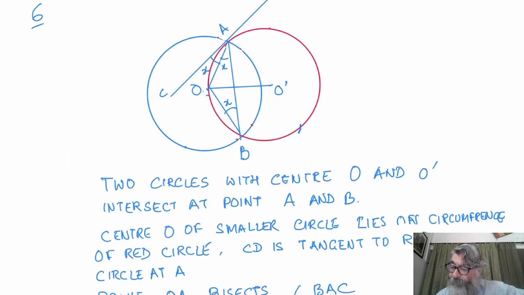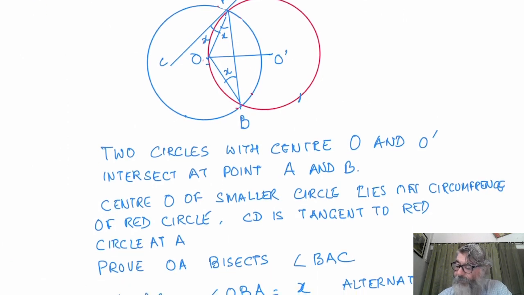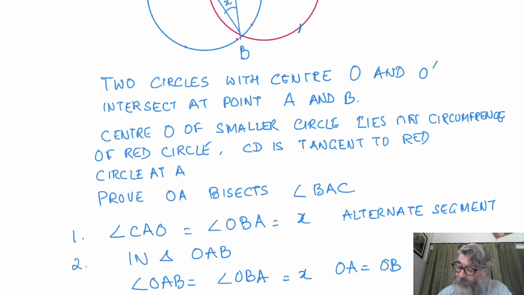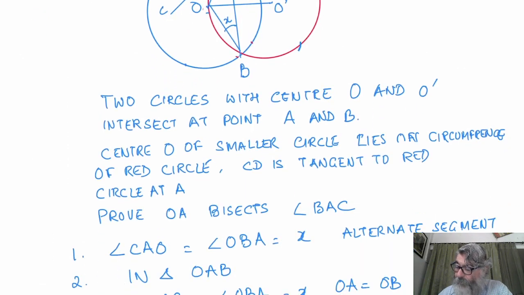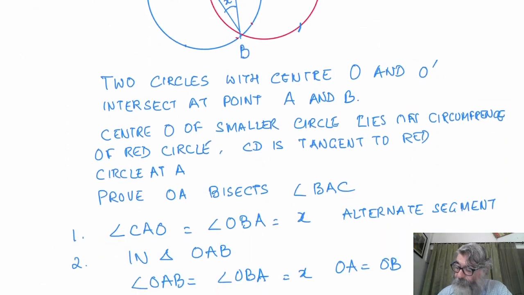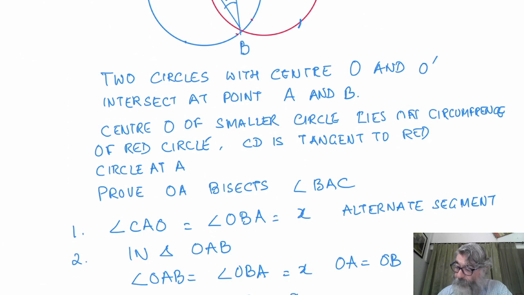So if you look into the figure, we will realize angle CAO and OAB are the same. Angle CAO is equal to angle OAB, which is equal to X. So hence OA bisects angle BAC.